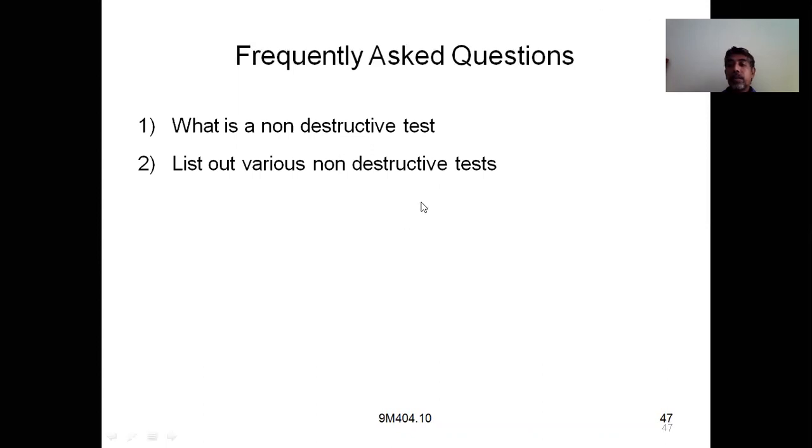What general questions may they ask from this concept? What is a non-destructive test? What do you understand by a non-destructive test? And what is the purpose of a non-destructive test? And list out various non-destructive tests. So what are the various non-destructive tests? Just now we discussed that we have 6 types of non-destructive tests. Those are the non-destructive tests.